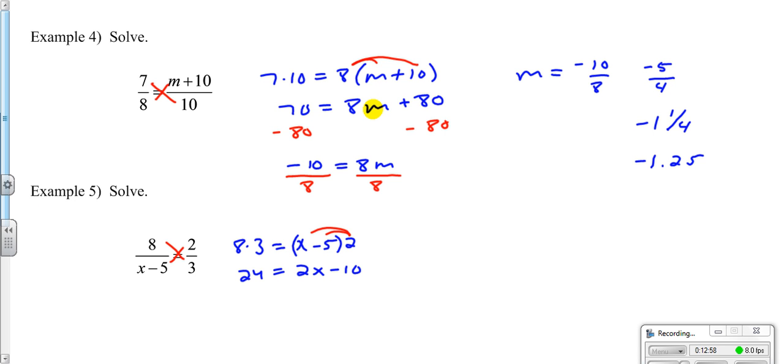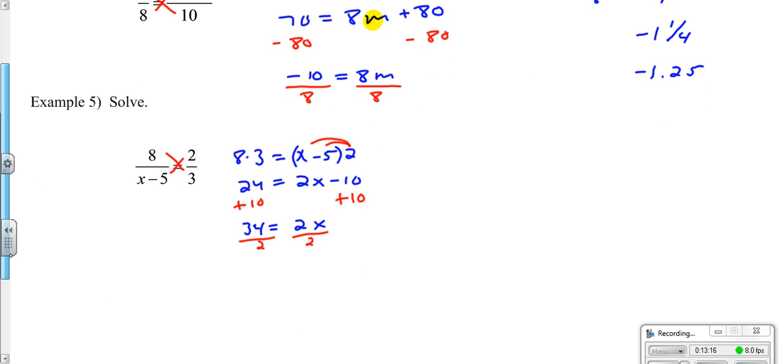There are no like terms at the moment, so we will now solve. We will do the plus 10 first, which gives us 34 equals 2x. Divide by 2. And x equals 17.